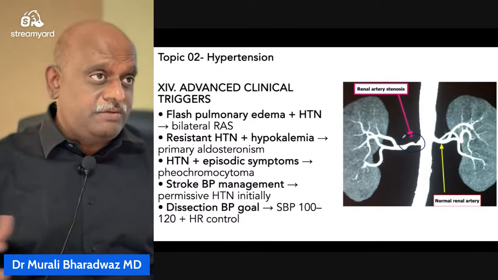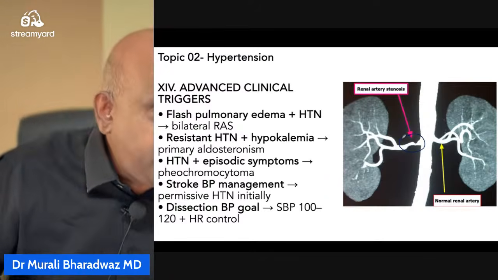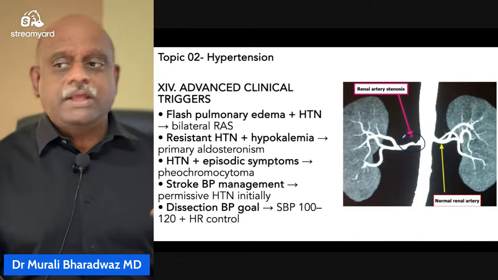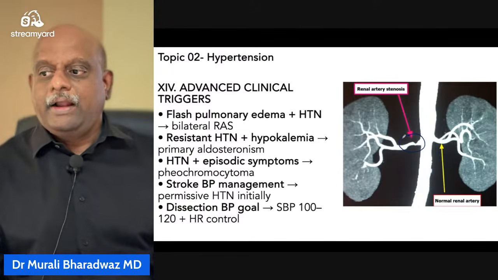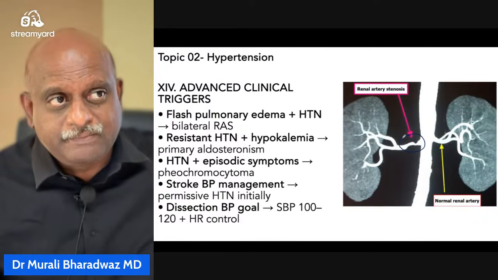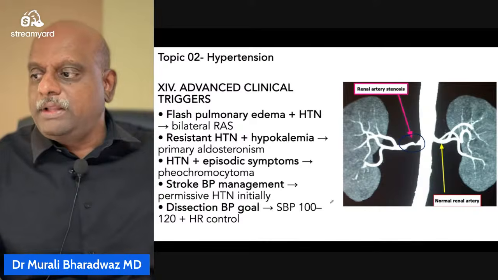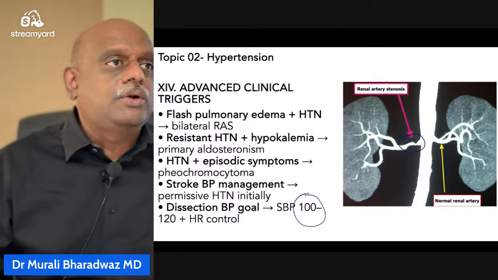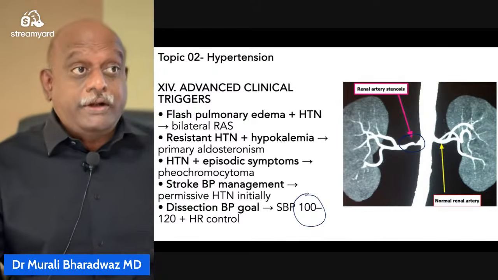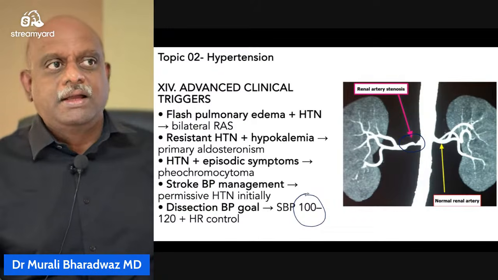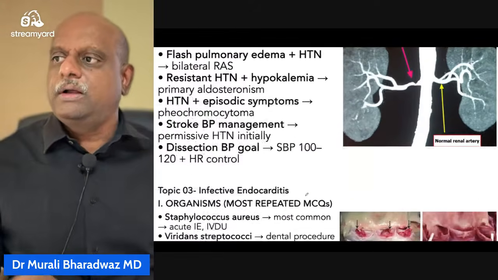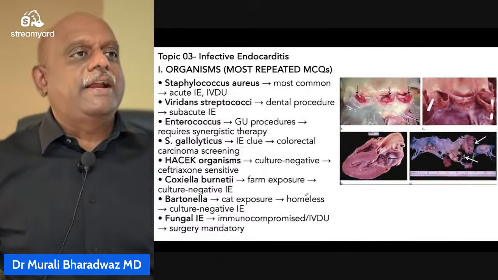Any resistant hypertension with hypokalemia, think about primary hyperaldosteronism. Any hypertension with episodic symptoms, think of pheochromocytoma. Right? Then what is the goal of the BP in an aortic dissection patient? You need to bring down the systolic BP to 100 to 120, right? Is the goal. Plus, you need to control the heart rate by giving beta blockers. Then only the shear stress on the aortic dissection will come under control. Okay, doc? That is all about our second topic.